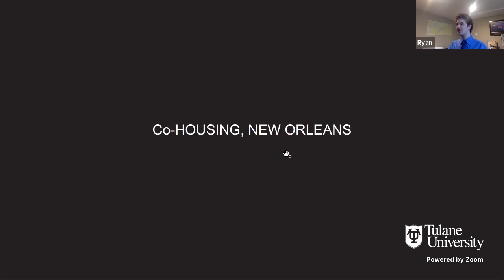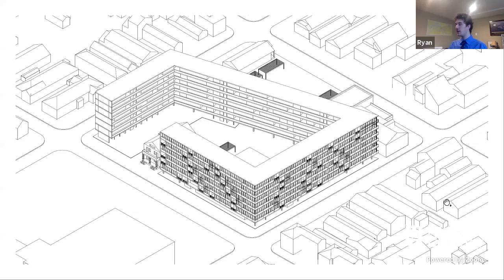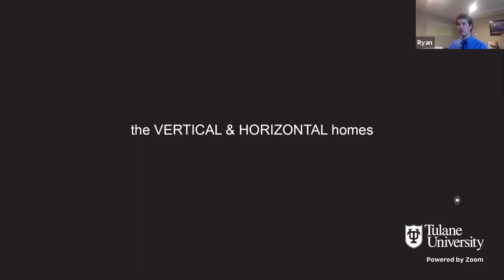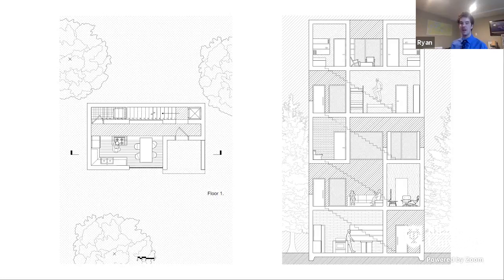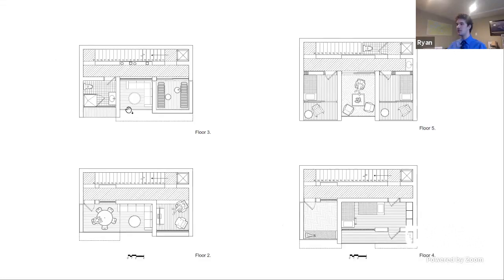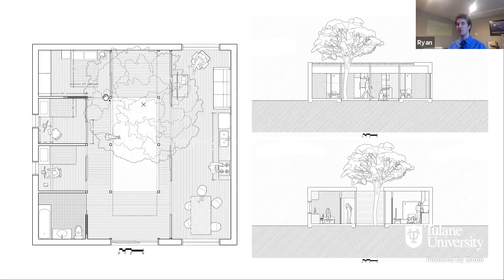So this is Co-Housing New Orleans. This is the full site axon. My vertical house was the main driver for this project. As you can see, it's formed from these rooms that are plugged onto this core on the side, so that it's a very loose arrangement and rooms can be moved around for different purposes and sizes. And then my horizontal house drove more of the ground plan for this project.